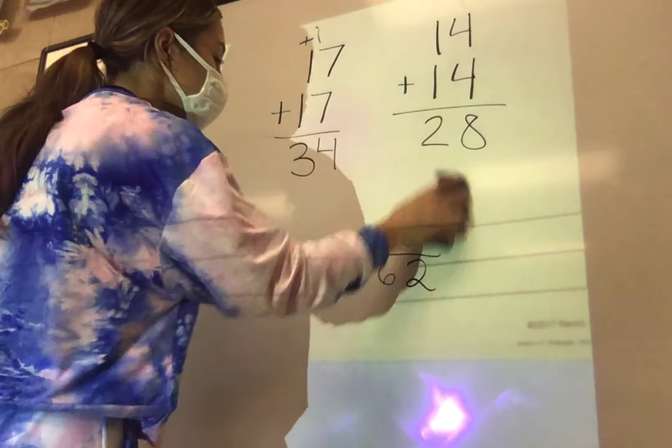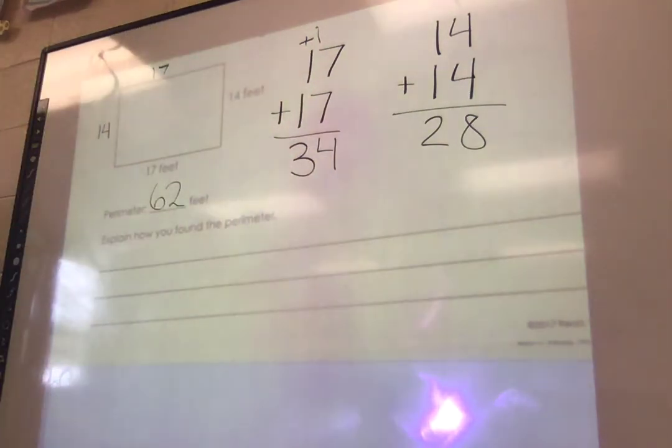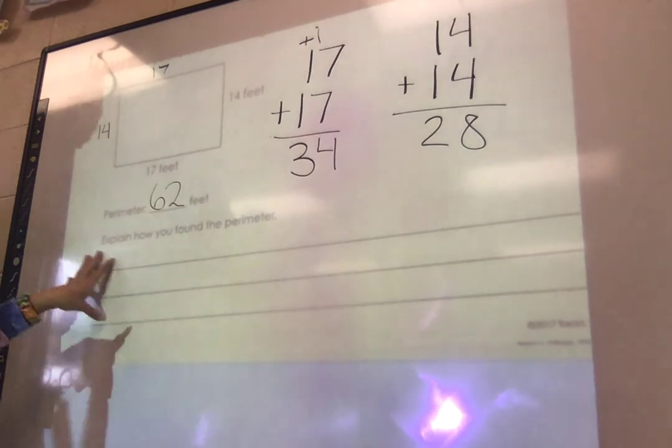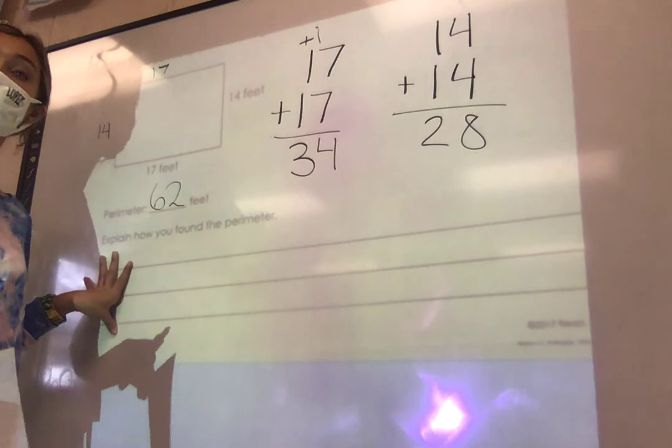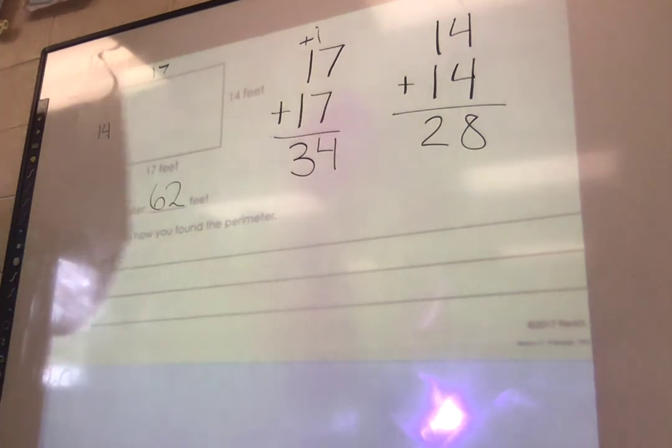It says, explain how you found your perimeter. Walk me through it like I'm a baby. Work on it right now and write it. How would you tell me how you found the perimeter? Go ahead and do it now. I want to see everybody writing. Write it to me like I don't even know what you're talking about, and you have to walk me through those steps. Explain it to me like a good mathematician.